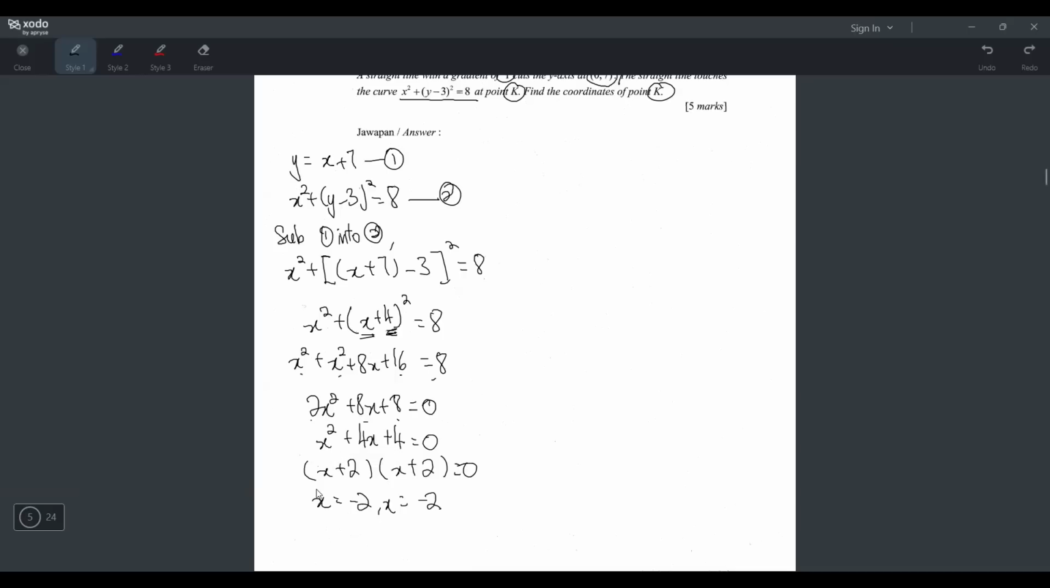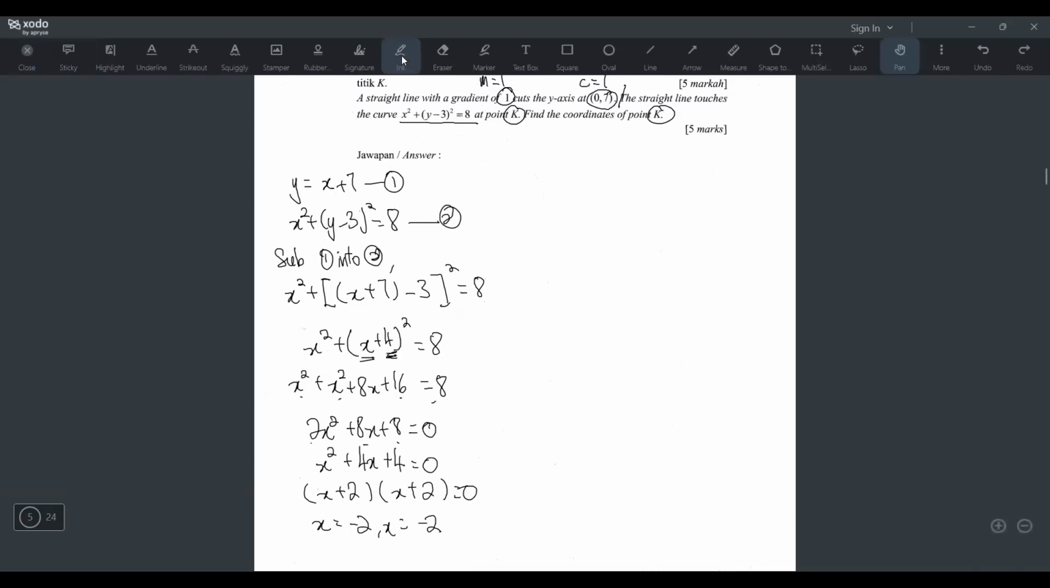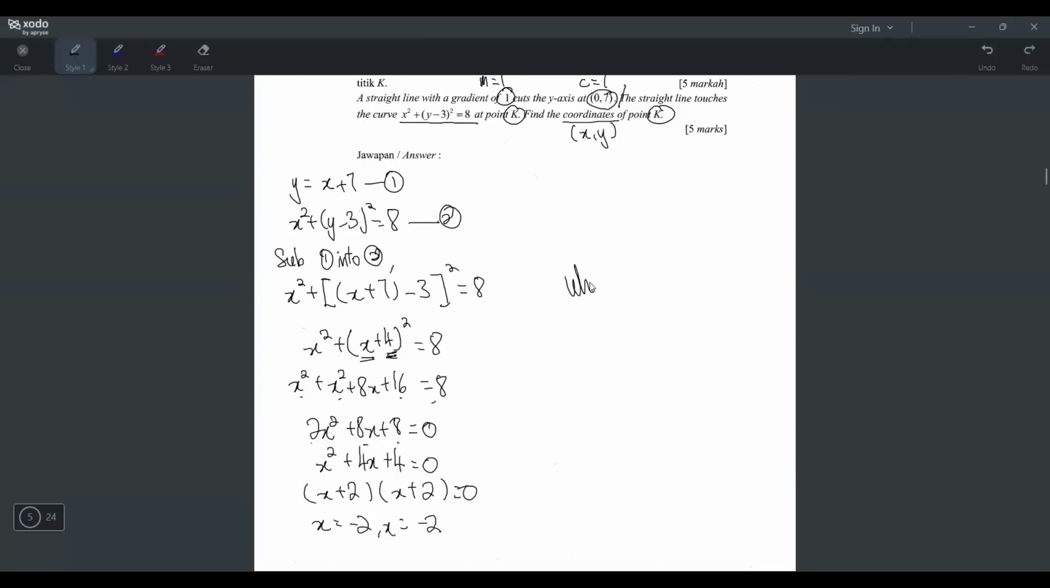Okay, so after you get your x answer, now you can find your y answer. Don't forget they're asking for coordinates. Coordinates must have x, y, right? So how to find the y? You can sub back into equation 1. Okay, your x got how many answers? Got one answer only, right? -2. Because the other one is just repeating, both answers are the same. So x only has one answer. So your y also will only have one answer. So y equals x plus 7, and your x is -2 plus 7, which is 5.